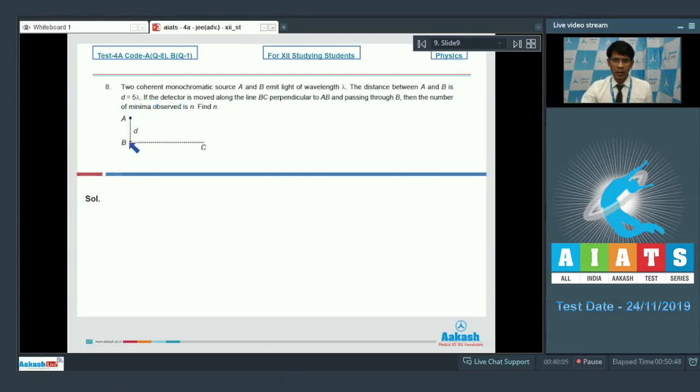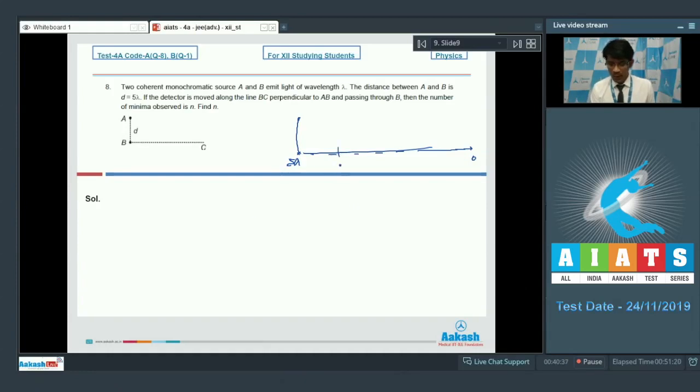If the detector is moved along the line BC perpendicular to AB and passing through B, this is the way the detector will be moved. Then number of minima observed is n. We need to find the value of n. This question is quite a simple one. I would say here the path difference being how much? 5 lambda. By the way, the detector will be moving from here and will be reaching to very large distance. The path difference will almost be reducing to 0.